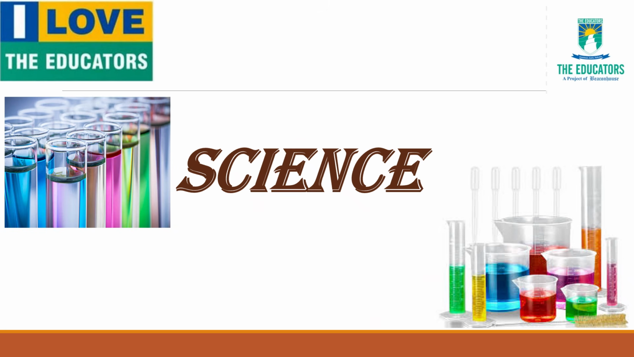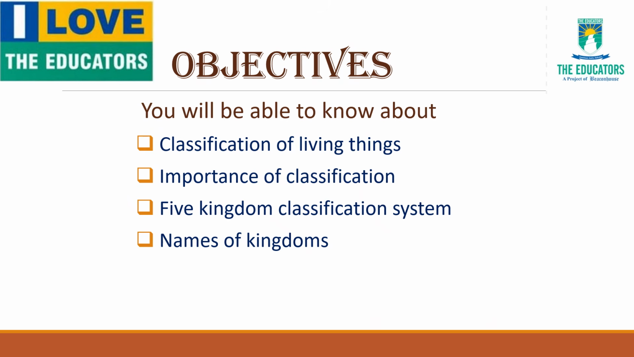After doing this, now we will learn about the objectives for today's lesson. So, for today's lesson, our objectives are: you will be able to know about classification of living things, importance of classification, 5-kingdom classification system, and names of kingdoms.